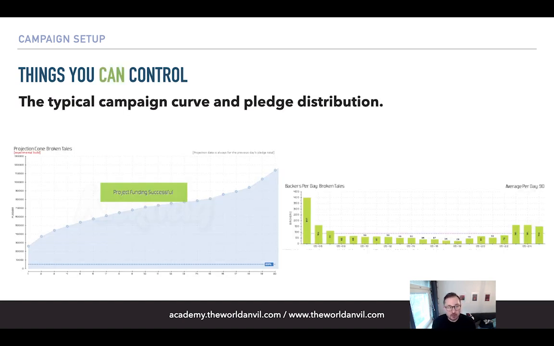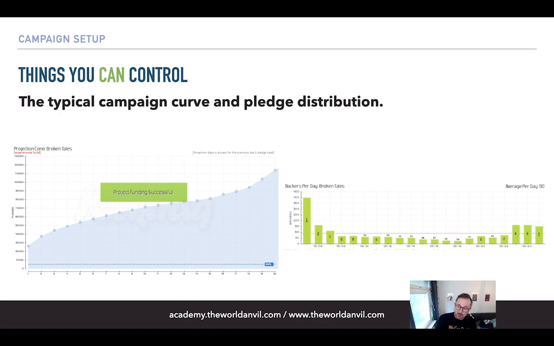However, there are things you can control, and what you can control is that you know in advance what is going to be the typical campaign curve and the pledge distribution. For example, if we are referencing the chart on the right, you can see that you have a big boost in the beginning, then it kind of slows down in the middle, and then you can have another boost at the end. This is a typical curve. But you still need to do the right things to have, especially, that boost in the beginning and that boost in the end, because they're not going to happen by themselves.